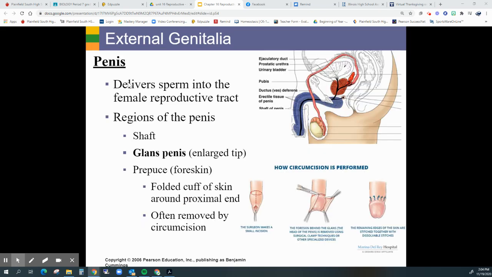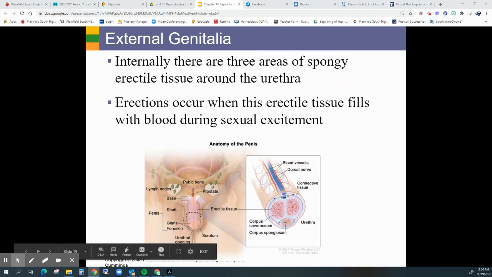The penis itself obviously performs two functions. It's there to deliver sperm into the reproductive tract. There are three regions that make up the penis. There's the shaft, which is just the long circular portion of it, the glans penis, which is the enlarged tip of the penis, and then the prepuce or foreskin, which most often is removed during circumcision, but it's just skin that encircles the end of the glans penis. All right. External genitalia, continuing here a little bit. Internally, there are three areas of spongy erectile tissue in the penis, and what those do is they fill up with blood to cause the erection.